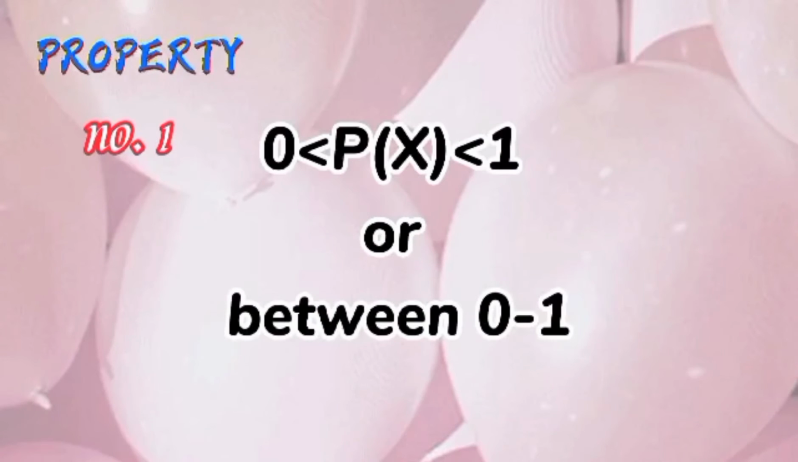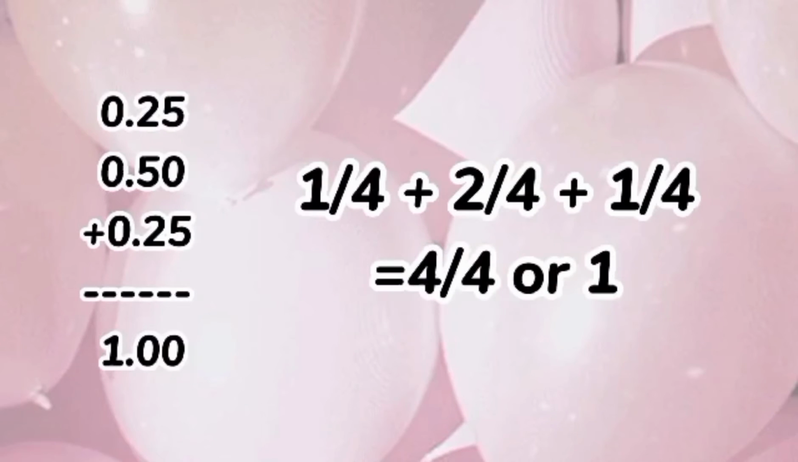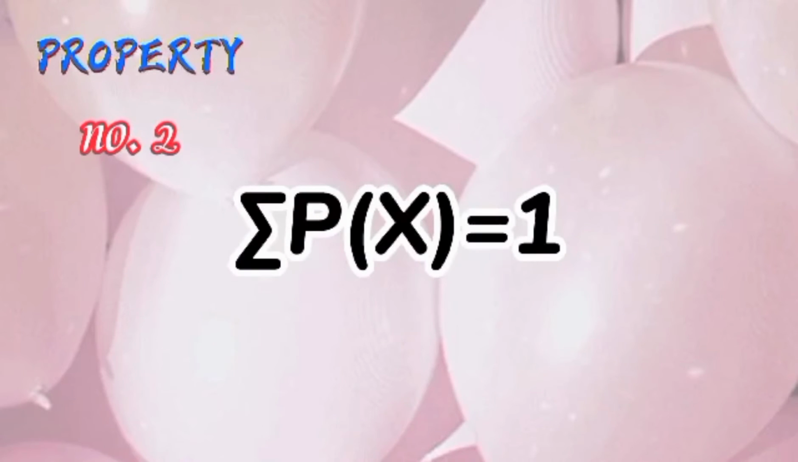Now that we've got the p of x, we can see that all of these are parts of a whole number, which leads us to the first property. P of x is greater than 0 but less than 1, or between 0 and 1. If we add these probabilities of outcomes, we will get a sum of 1, which is the second property of a discrete probability distribution. Summation of p of x is equal to 1.